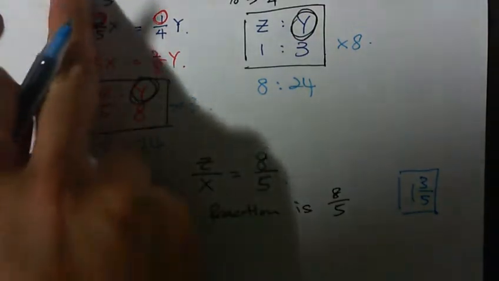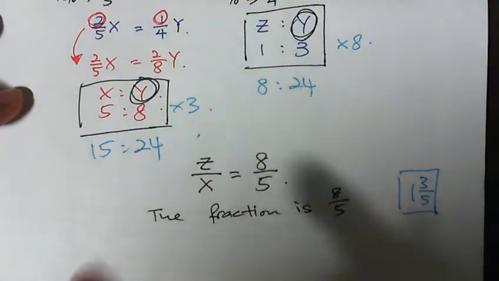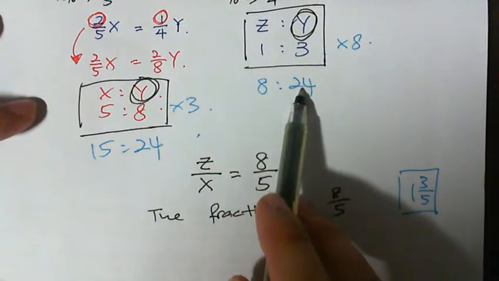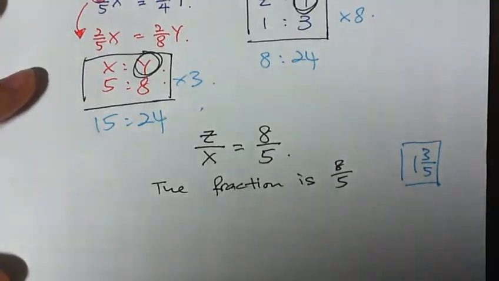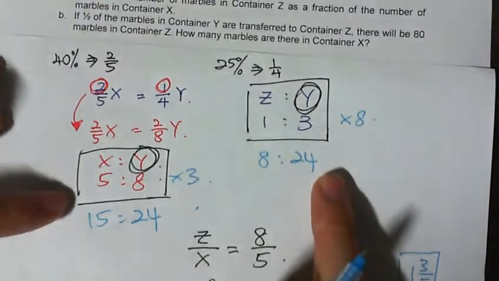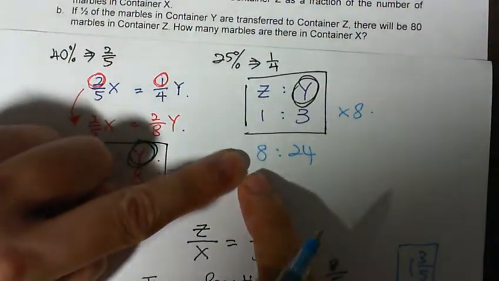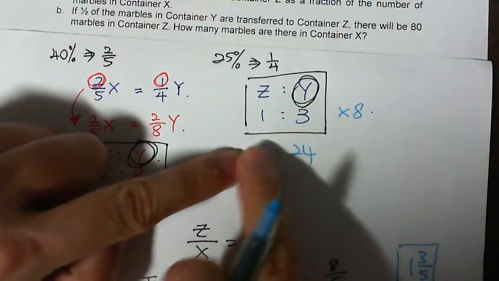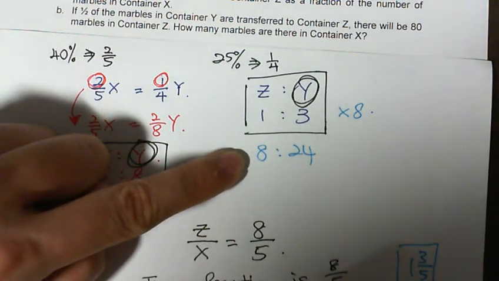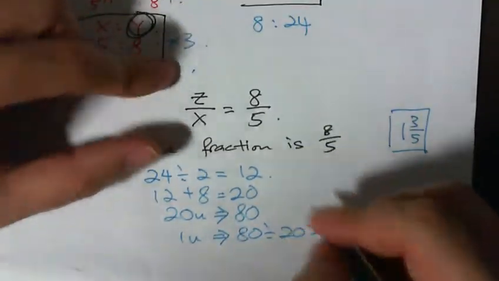Okay, now B, if half of the marbles in Y is transferred to Z, there will be 80 marbles in container Z. Half of Y, so Y will have 24. Okay, so 24 divided by 2 equals 12. So if I transfer 12 units from Y to Z, there will be 80 marbles. So how many units will Z have? Z will have 12 plus 8 equals 20. So 20 units is 80 marbles. 1 unit is 80 divided by 20 equals 4 marbles.